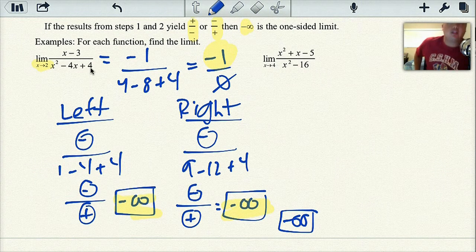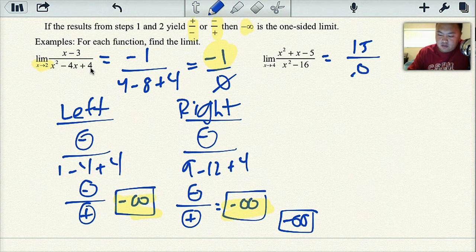Not a very difficult process. It's probably a little bit easier than the 0 over 0s we were doing earlier. Let's try this one that says as x goes to 4. I'll plug in 4. 4 squared is 16. 16 plus 4 is 20. 20 minus 5 is 15. Plug in 4 on the bottom, I get 16 minus 16, which is 0. I get a number over 0, which means my answer has to be some sort of infinity. I don't know what kind of infinity, I just know that the answer is infinity.